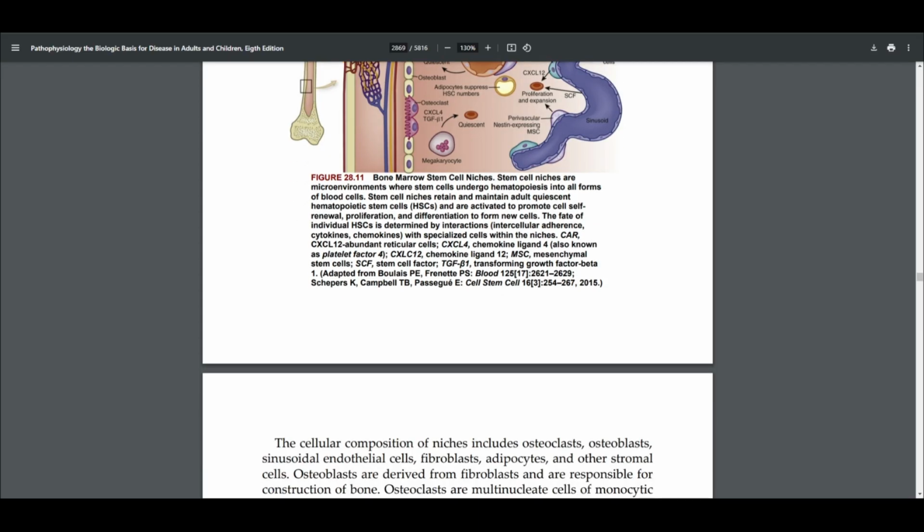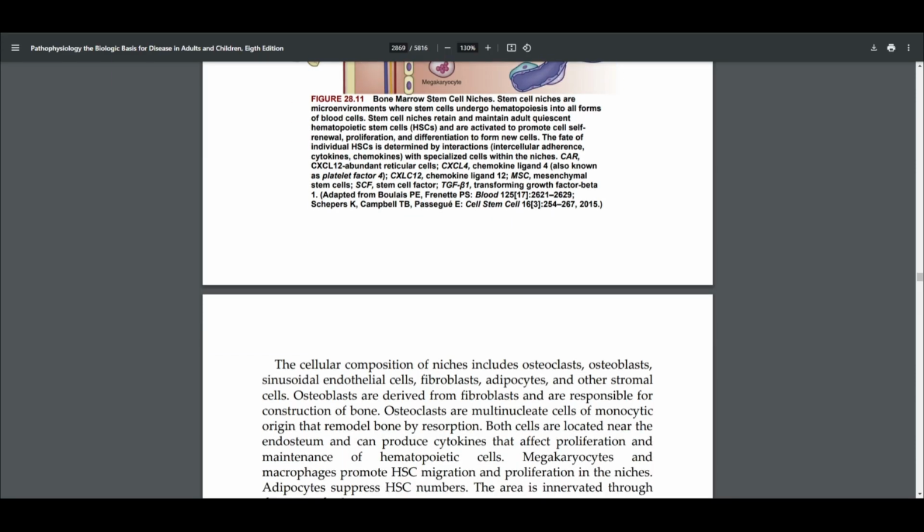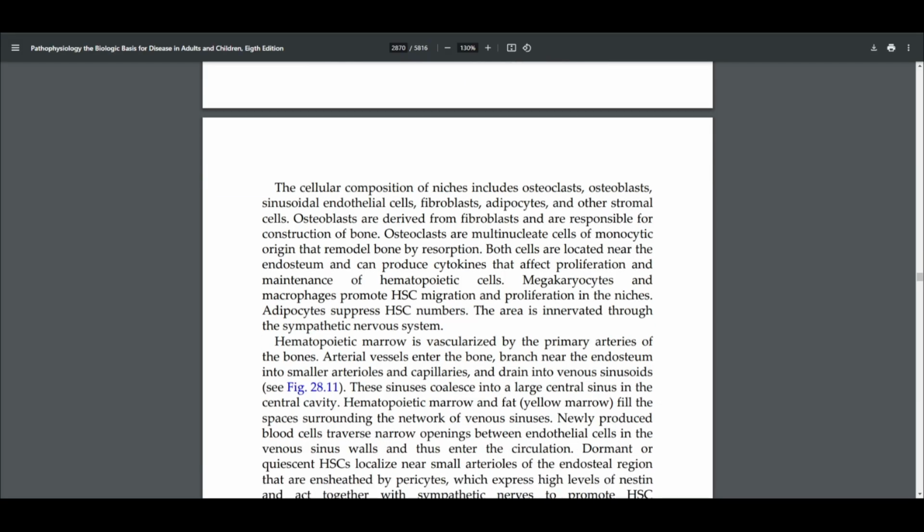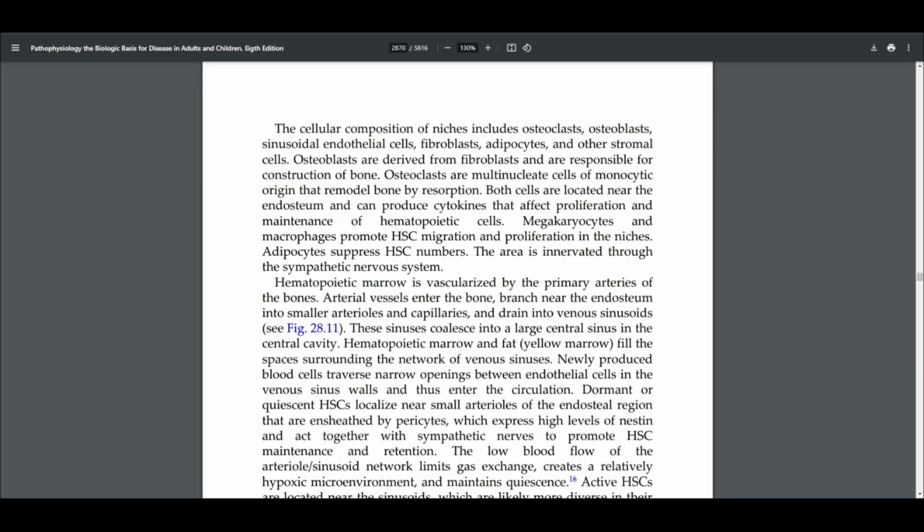The cellular composition of niches includes osteoclasts, osteoblasts, sinusoidal endothelial cells, fibroblasts, adipocytes, and other stromal cells. Osteoblasts are derived from fibroblasts and are responsible for construction of bone. Osteoclasts are multinucleated cells of monocytic origin that remodel bone by resorption. Both cells are located near the endosteum and can produce cytokines that affect proliferation and maintenance of hematopoietic cells.